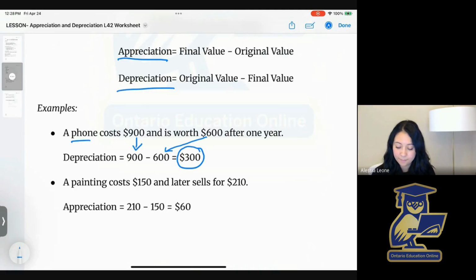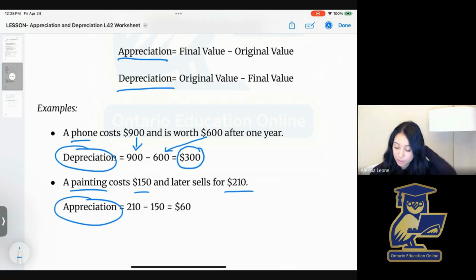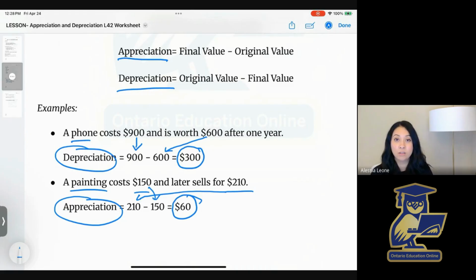Now we're looking at a painting and it cost $150, but it later sold for $210. So to find how much it appreciated, we're going to take that $210 it sold for, and then we're going to put in that $150 it originally cost. 210 minus 150 leaves us $60. So finding that difference shows us that the painting appreciated $60. That painting went up in value by $60.